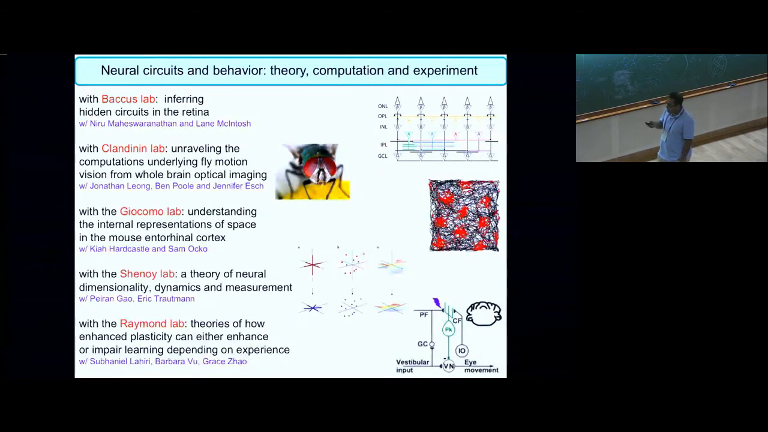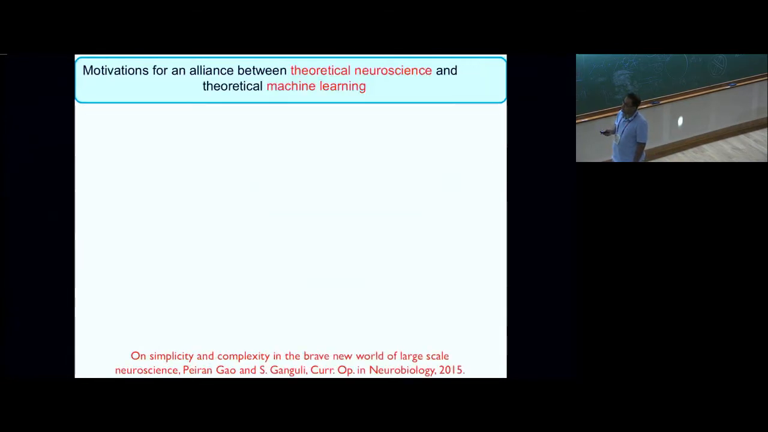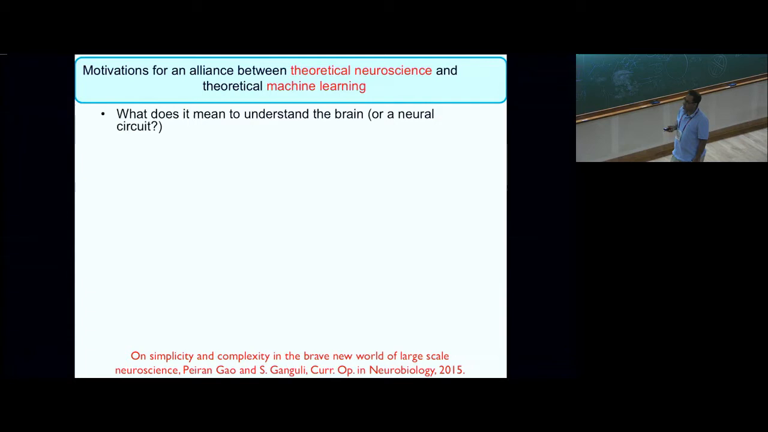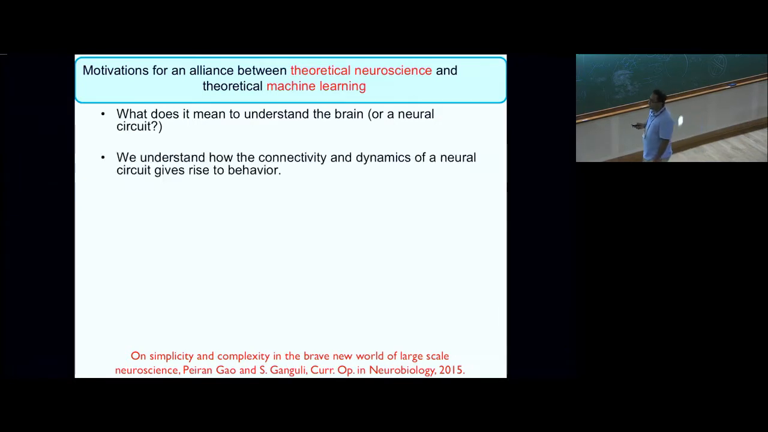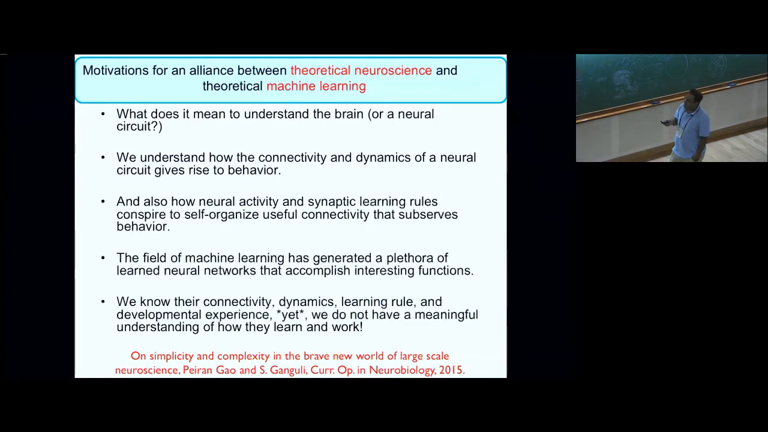But I think there's a lot of room for unifying neuroscience and deep learning through the following kind of line of logic. We'd all like to understand how the brain works to some extent, but the question is, what does it mean to understand how the brain or a neural circuit works? Well, we'd like to understand, for example, how the connectivity and dynamics of a neural circuit gives rise to behavior or cognition. And we'd also like to understand how neural activity and synaptic learning rules conspire to self-organize useful connectivity that subserves learning.